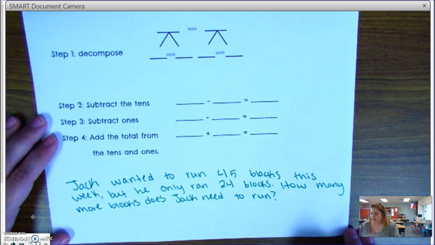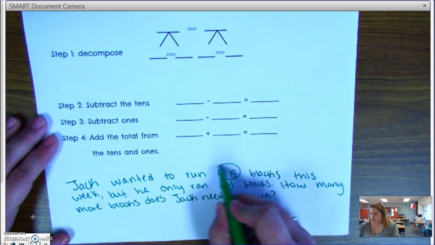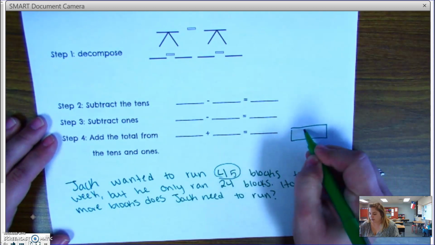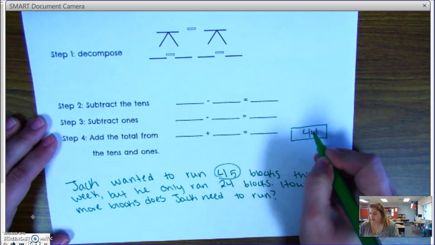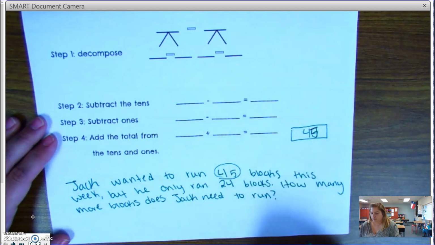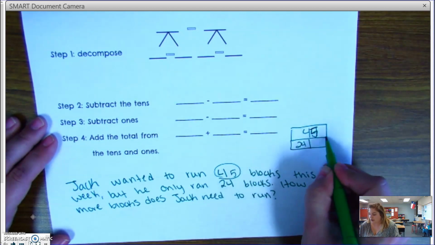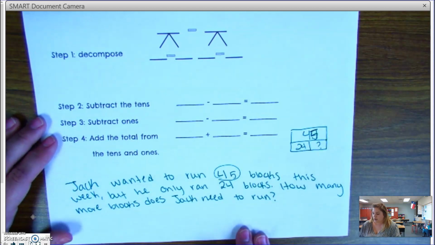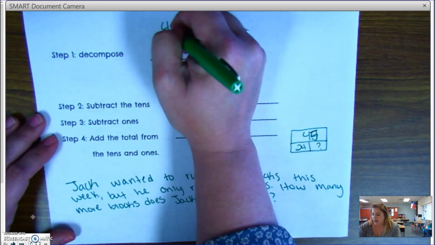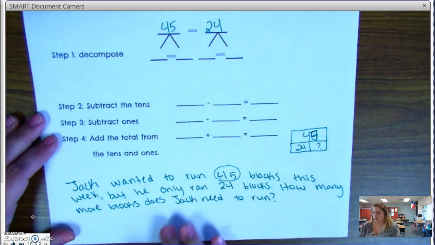I know that I need to subtract because he wants a total of 45 blocks run. Sorry. He's already run 24. I gotta figure out what's left. So I know I need to do 45 minus 24.